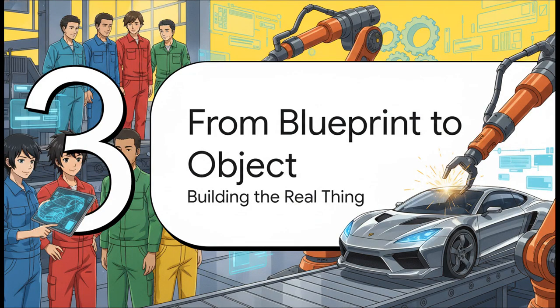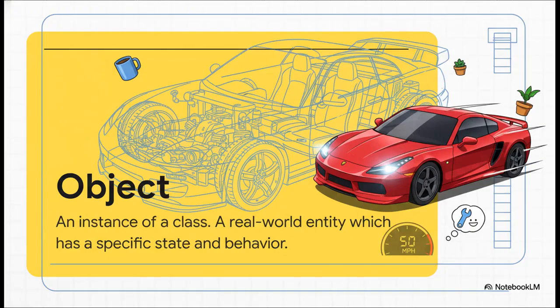Okay, so our design team has perfected the blueprint. Now what? Well, it's time to send those plans down to the factory floor and build an actual physical car. And that is what an object is. It's the real deal, an actual instance that we create from our class blueprint. So while the blueprint just describes a car in general, an object is a specific car. It's the red Ferrari, and it's currently going 120 miles per hour. See the difference? It has a specific state, and it can do all the things we defined back in the blueprint.